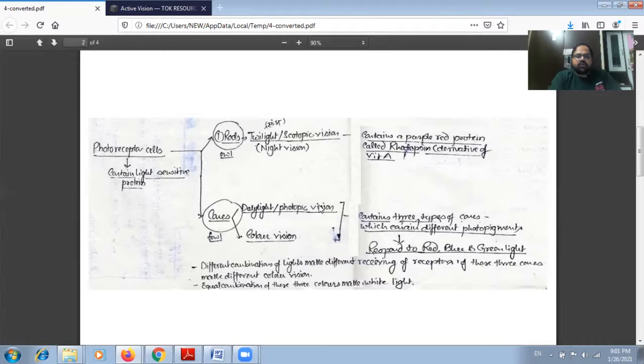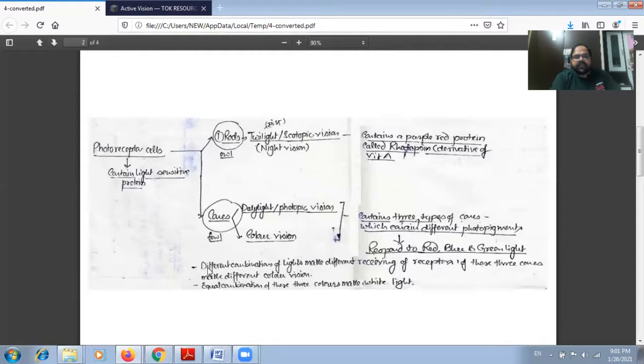Now, the cones contain three types of cones, and they contain different photopigments, and they respond to only three colors. This means the human eye can respond to only three colors: red, blue, and green. And we see different colors by the combination of all these three colors. This means when we see some color, that color would be the combination of red, blue, and green color.